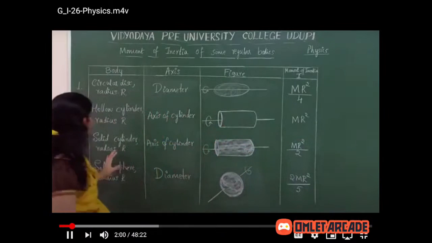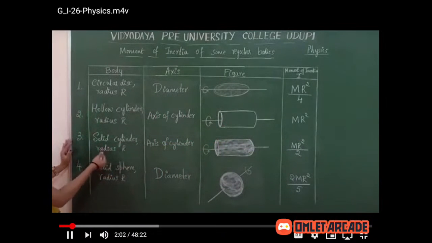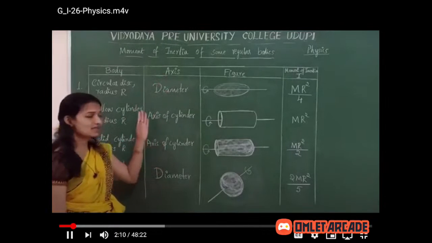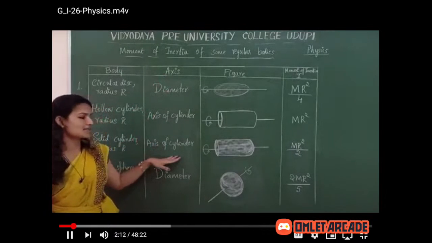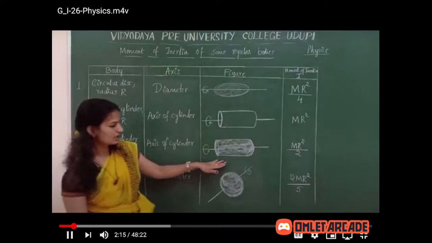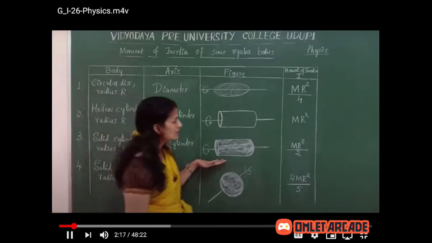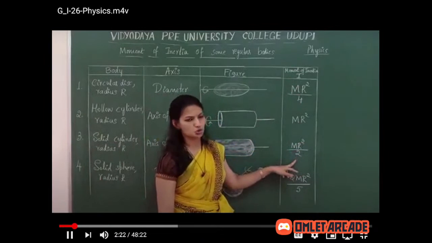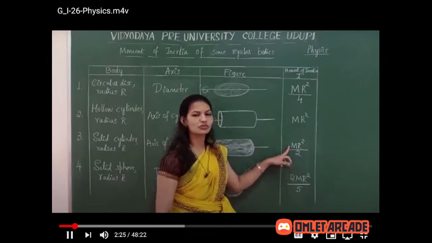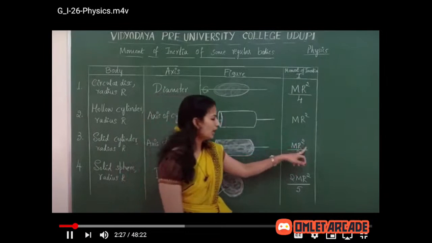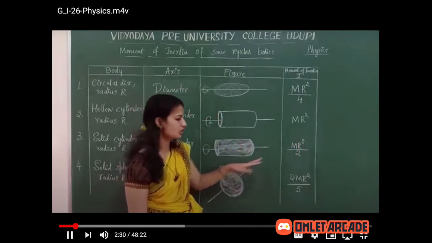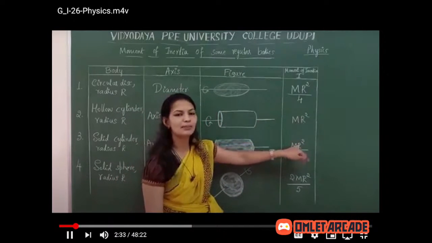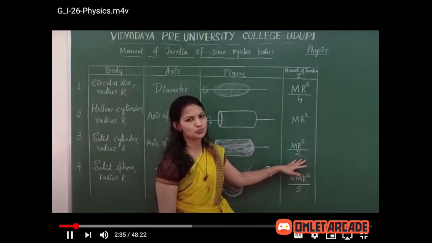And the third one, a solid cylinder of radius r. The body is a solid cylinder of radius r, and the axis of rotation is along the axis of the cylinder. The figure is like this. In this case, the moment of inertia is m(r square by 2). Here m is the mass of this solid cylinder and r is the radius of this solid cylinder, and the moment of inertia is mr square divided by 2.